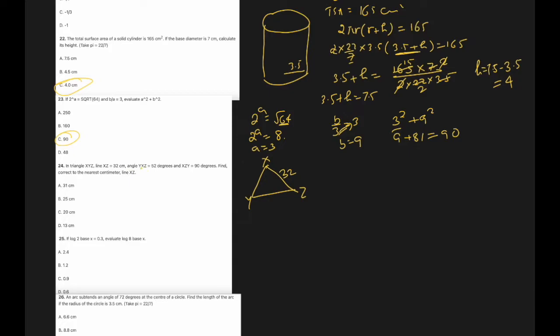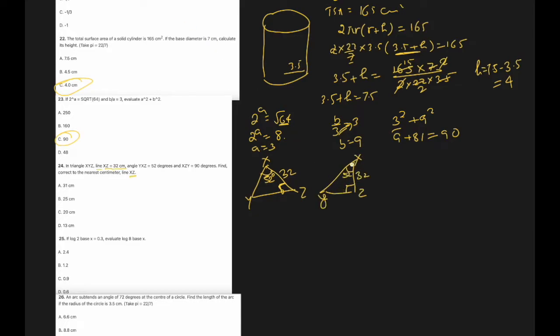Angle YXZ is 52. And XZY is a right angle, since it's a right-angled triangle, that means it's 90 degrees. Find XZ correct to the nearest centimeter. Okay, so let me redraw this.